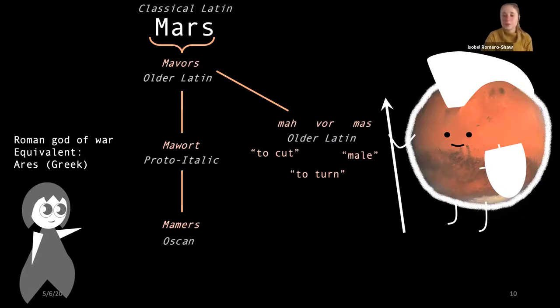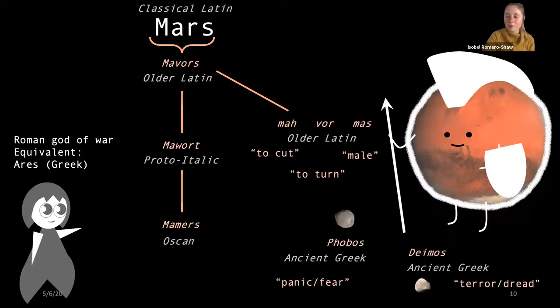Mars also has 2 small moons, which were discovered much later in the 19th century when we had telescopes. And these 2 small moons are named after the chariot horses of the Greek god of war, Ares. They're called Phobos, which means panic or fear, and Deimos, which means terror or dread. So that's all very nice. Very nice friendly names for those moons.